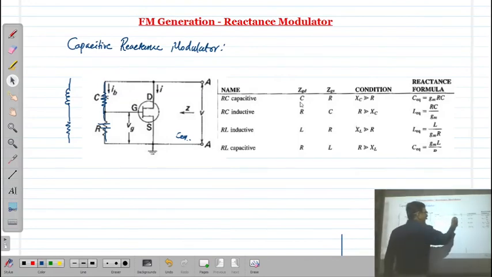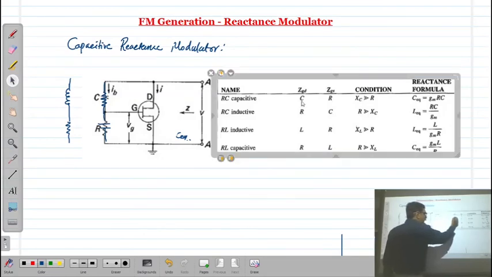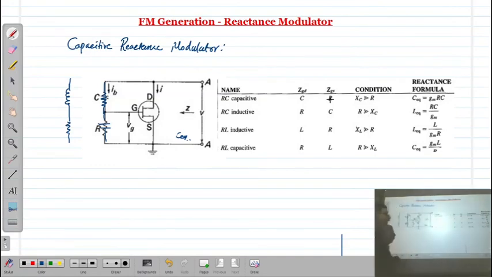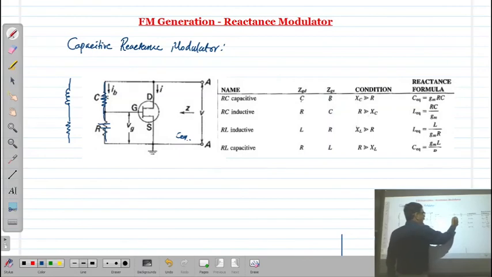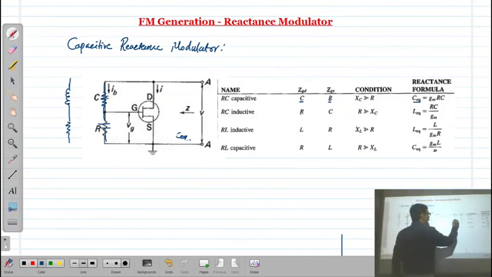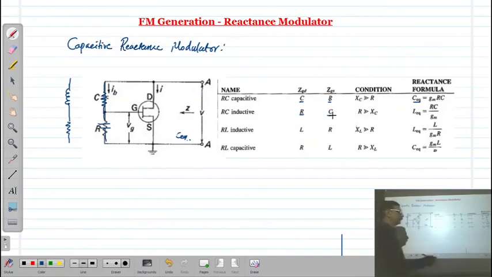Between the drain and the gate, if the capacitor is connected, and between the gate and the source, the resistance is connected, then the circuit will work as a capacitive reactance, and the value of the reactance is given by Gm into Rc. Now, if we interchange, meaning between the gate and the drain a resistance is connected, and between the gate and the source the capacitor is connected, then it will work as a variable inductor.